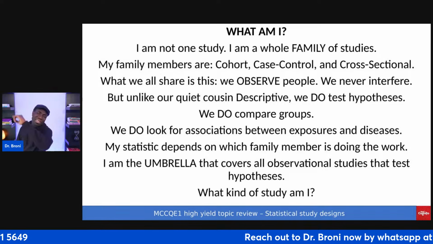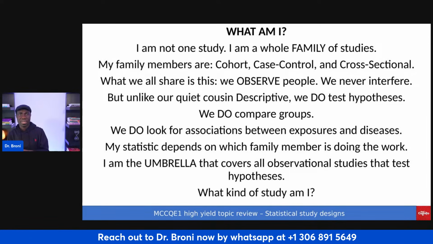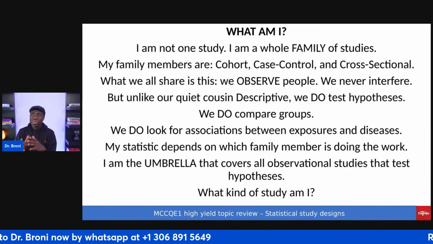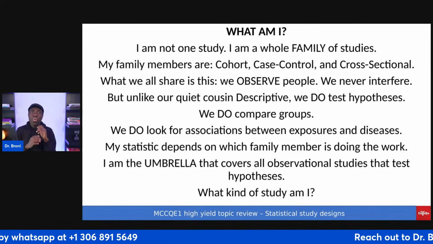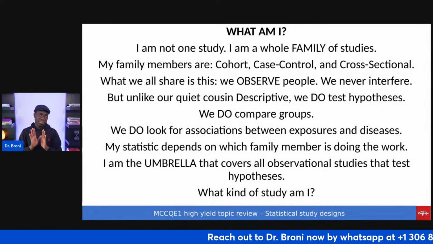What am I? I am not one study. I'm a whole family of studies. My family members are cohort, case control, cross-sectional. What we all share is this: we observe people. We never interfere.